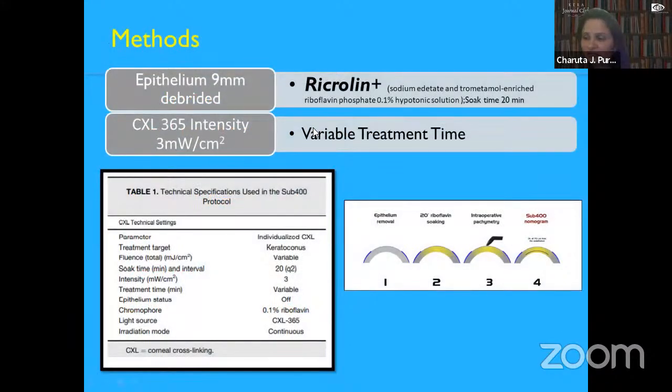So the method described is that the central 9 millimeters of the epithelium were debrided. Then Ricrolin Plus was used. A soak time of 20 minutes was taken. Cross-linking at 365 nm, intensity of 3 milliwatts, and the treatment time was varied depending on the previously published data.